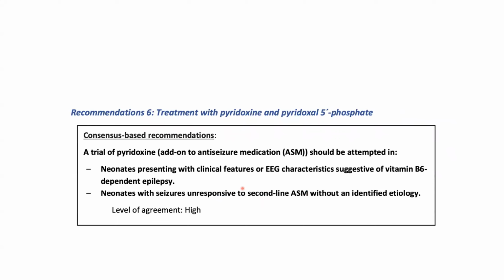A trial of pyridoxine should be attempted in neonates presenting with clinical features or EEG characteristics. What are the EEG characteristics? As I told you, something like burst suppression seen on the EEG, or a myoclonic seizure which has been visualized in the video EEG. Something like that, you should start vitamin B6 or pyridoxine. If a neonate has seizures which are unresponsive to second-line medication, but you do not have an identified etiology, you do not have HIE, you do not have an intracerebral hemorrhage or a stroke, but you still have seizures, then you can close your eyes and start pyridoxine followed by pyridoxal 5-phosphate.